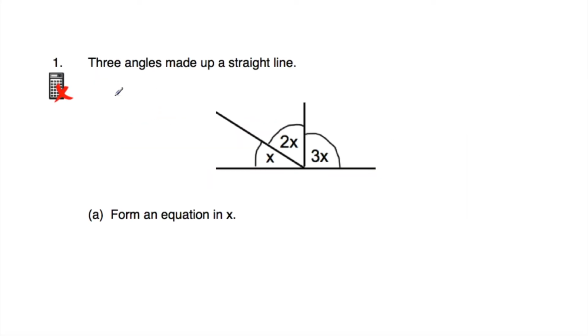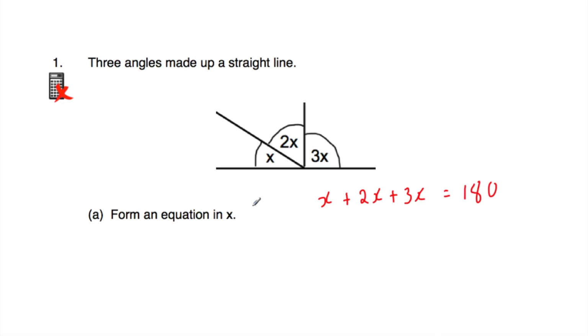Okay, so question number one. We're told that three angles make up a straight line. So we've got this straight line and these three angles, x degrees, 2x degrees and 3x degrees. We've been asked to form an equation in terms of x. We know the angles in a straight line add together to be 180 degrees. So x plus 2x plus 3x, adding the three angles together, will be equal to 180 degrees.